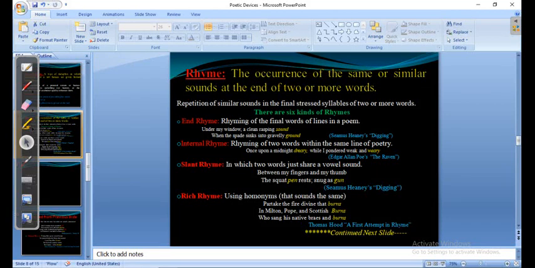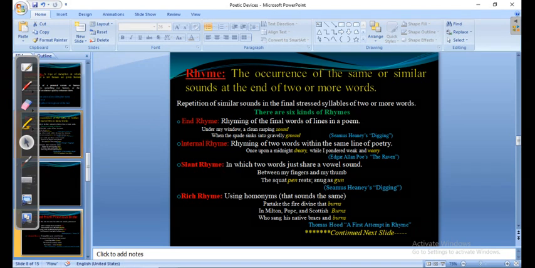And rich rhyme. Rich rhyme is where the poet uses homonyms. Here, burns, burns, burns. You already know homonyms. You have gone through them: words with different meanings but the same sound. These are called homonyms.